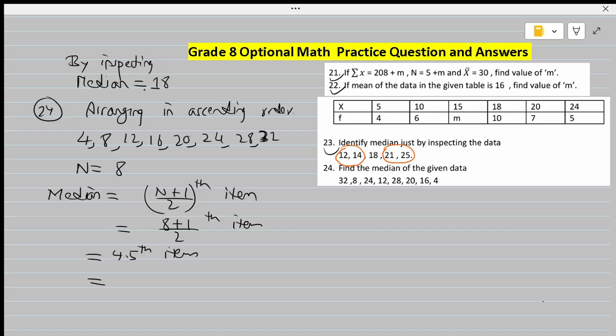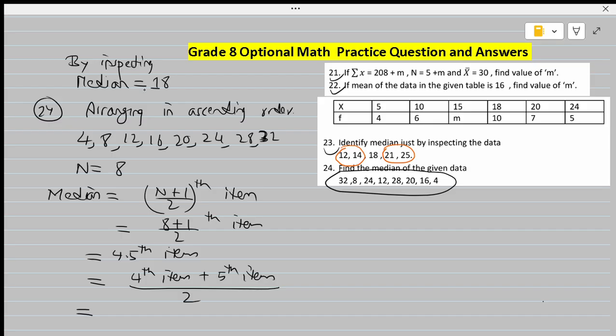So 4.5, there two data will come here, the 4th place and 5th place. 4.5 means 4th is obvious, and after 4th there comes 5th, right? So the 4th item and the 5th item get added, and whatever sum we get, we divide by 2. Be very sure that you will not take the values from this, you will take them from the data which you have arranged.